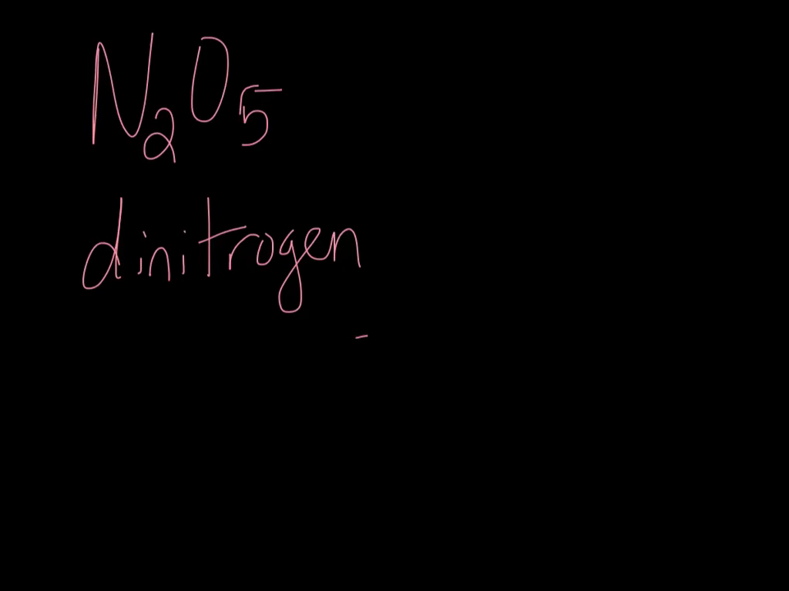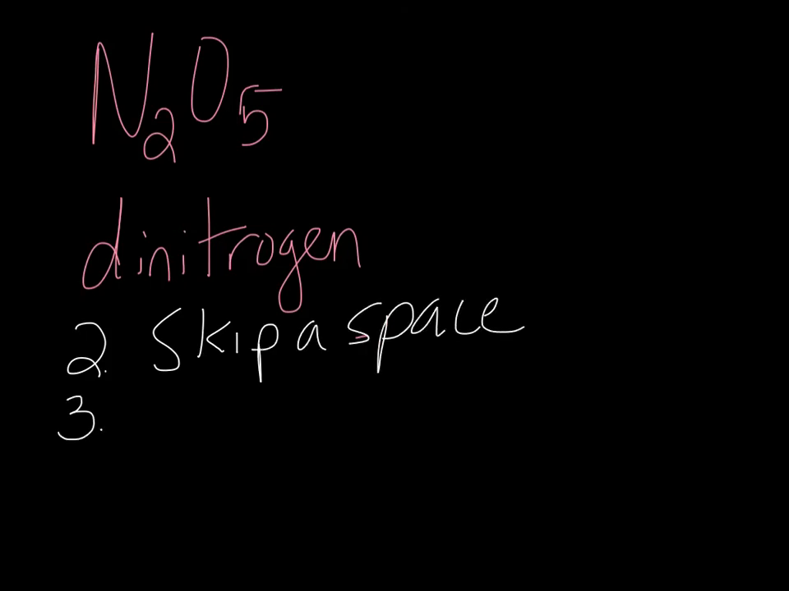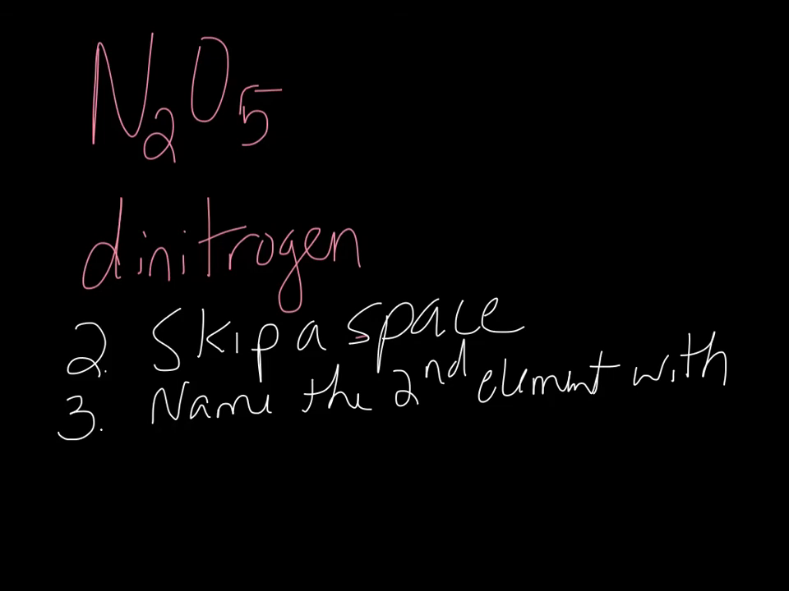Okay, we're going to go back and finish the example N2O5. So we know the first part of the name is dinitrogen. So again, first step is you use the whole name of the first element with a prefix if it's not 1. So we're going to go on to step 2. Just like we did before, you're going to skip a space. It's like you have a first and last name, so do compounds. And then thirdly, for the second element, name the second element with a prefix for the number. So even if it's 1, there's no exclusion, there has to be a prefix on the second one.